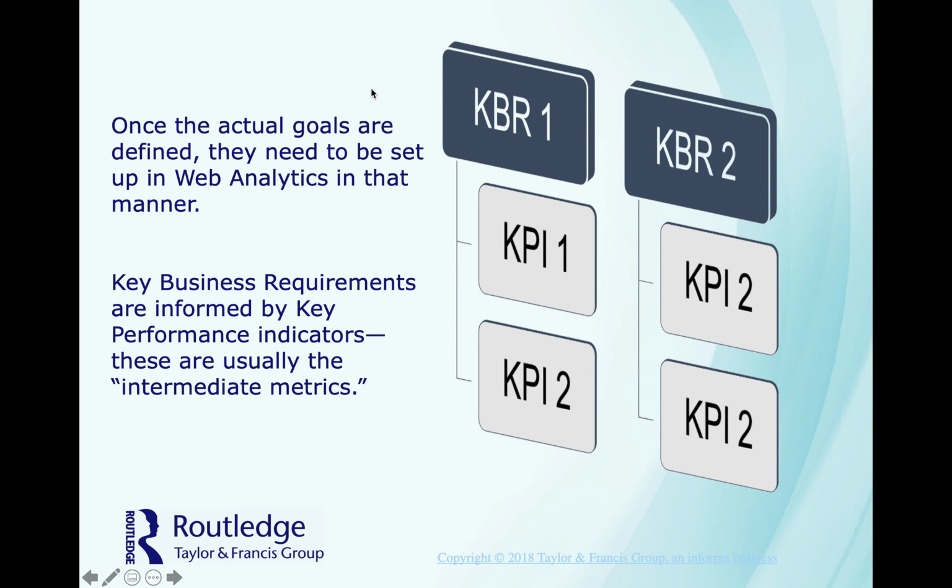Okay, so once the actual goals are defined, they need to be set up in web analytics in this kind of manner. So you have key business requirements, or KBR. Basically, these are your objectives. They inform the key performance indicators, KPI, what intermediate metrics need to be used. If you follow my Google Analytics videos, you already have an idea of how this process is going, or what I'm about to say. So this is your business objective, right? This is the business requirement that you need to be measuring. This is what's measuring your objective. So the key performance indicator.